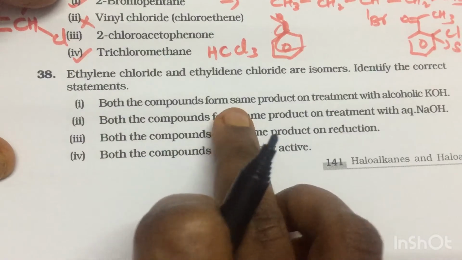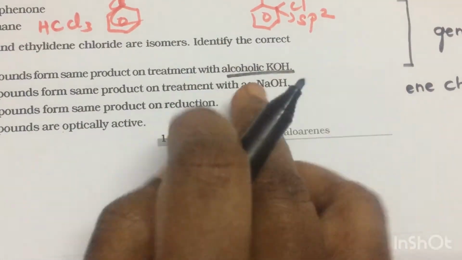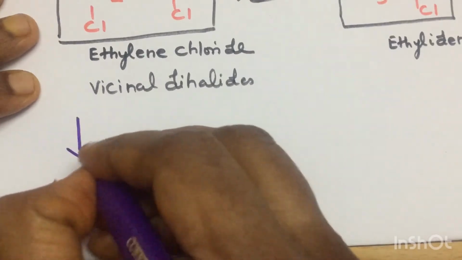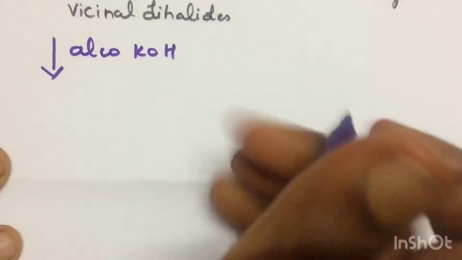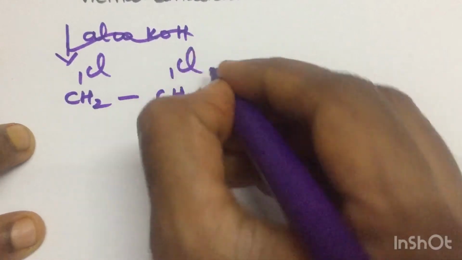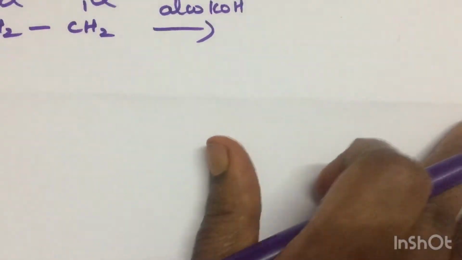Both the compounds form the same product on treatment with alcoholic KOH. So first see what alcoholic KOH is, students. Alcoholic KOH is a reagent for elimination reaction. So you must remember this. First of all, we will see what happens. When I treat with alcoholic KOH, elimination has to happen. I'll write it once again.